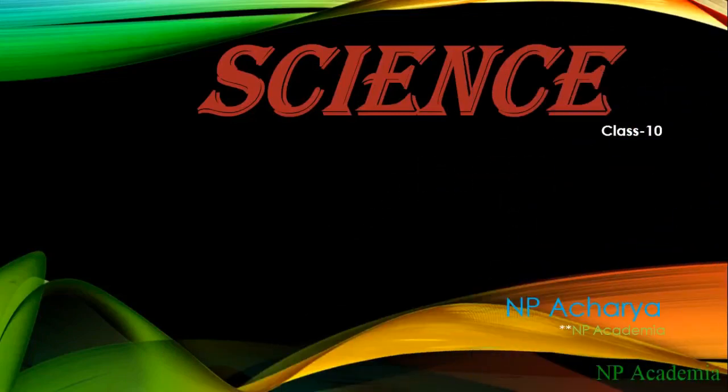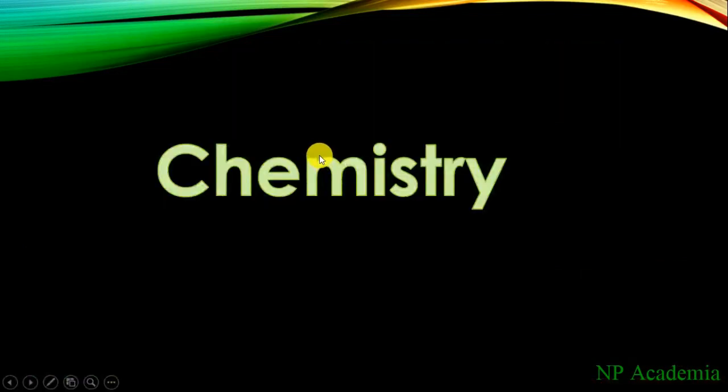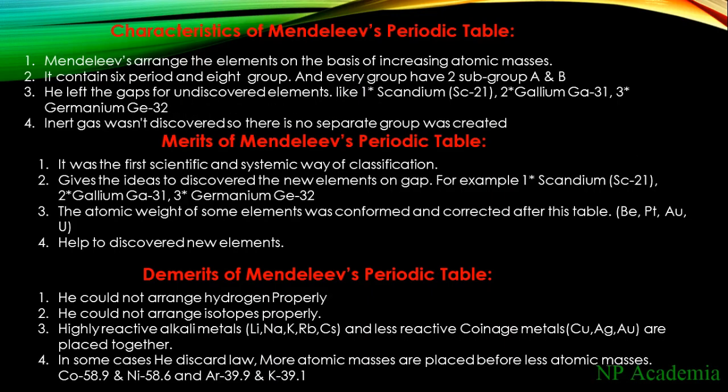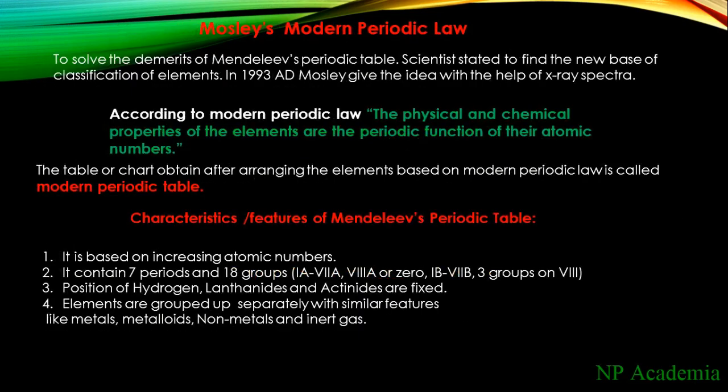Science of class 10. In the previous class we already discussed some topics of chemistry. In today's class we will discuss the modern periodic table. Already we discussed the Mendeleev periodic table, its characteristics, merits and demerits.